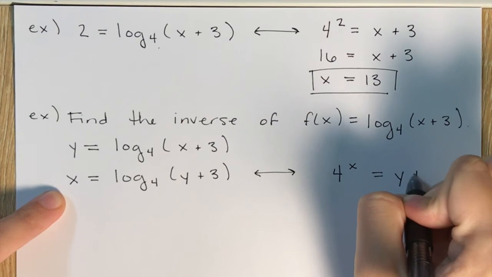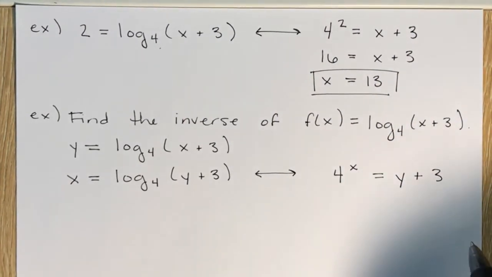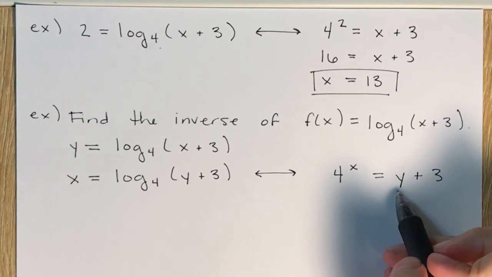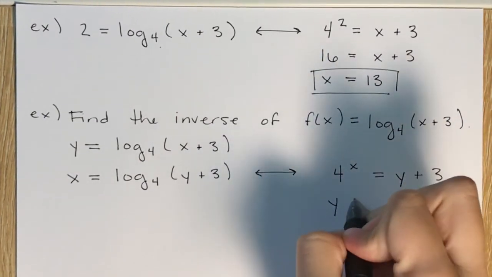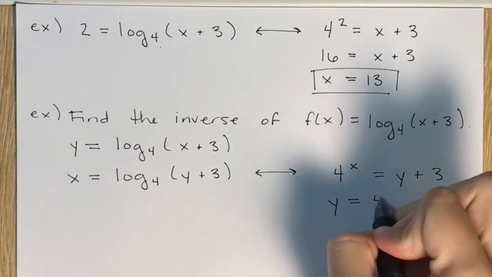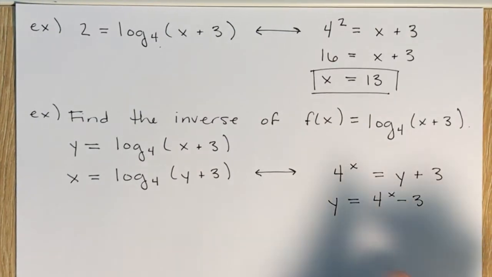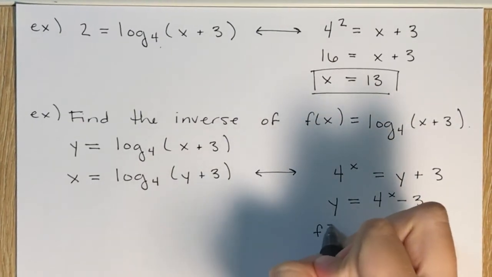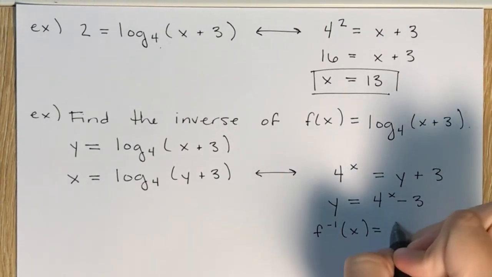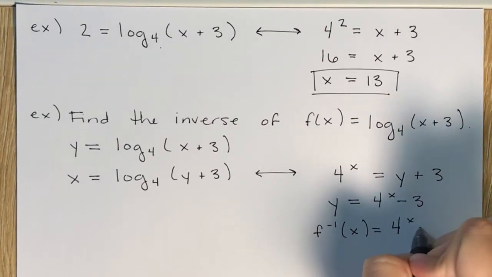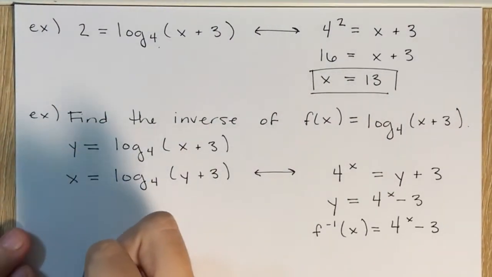So we have 4 to the x equals y plus 3. Then all we have to do is subtract 3 to get y on its own, so we end up with y equals 4 to the x minus 3. Last but not least, we rewrite it in function notation, so we have f inverse of x equals 4 to the x minus 3.